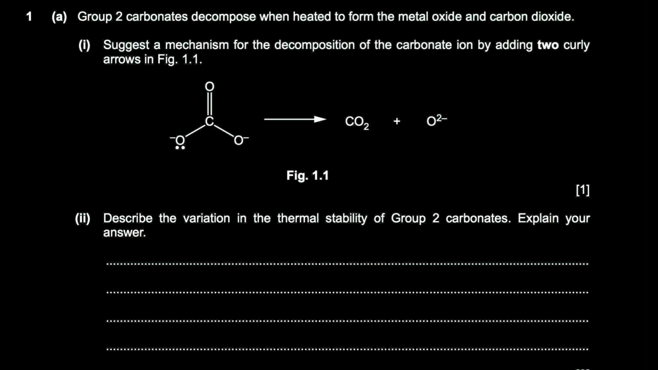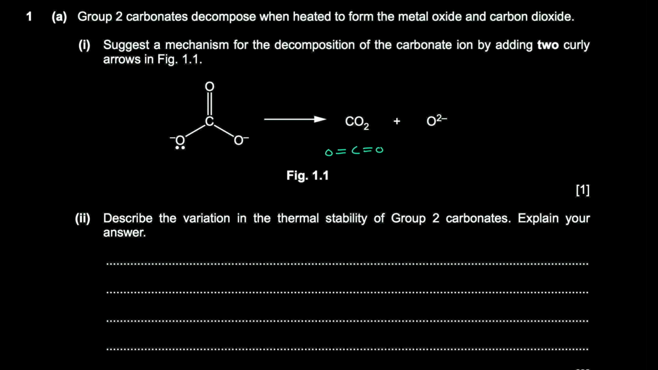Now over here the carbonate ion decomposes to form carbon dioxide and the oxide ion, right? Now carbon dioxide is a carbon which is double bonded to two oxygens, right? So what we have to show here is the formation of a second double bond and the removal of an oxygen to form the oxide ion. Now how does the second double bond form?